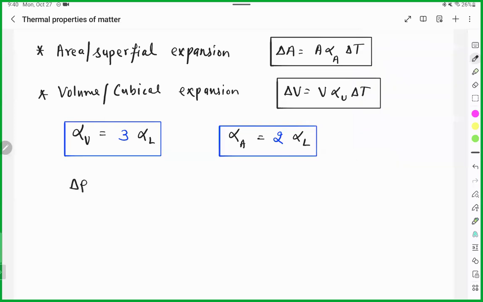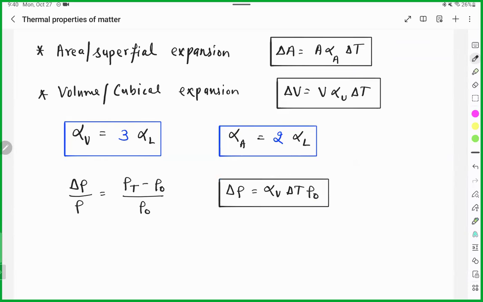Change in density by original density is equal to final density minus initial density divided by the initial density. So change in the density will be equal to alpha V delta T times original density. The same way you take volume, density is considered.